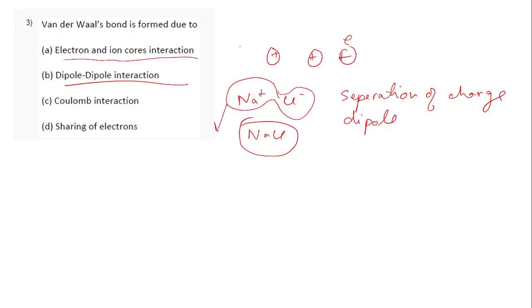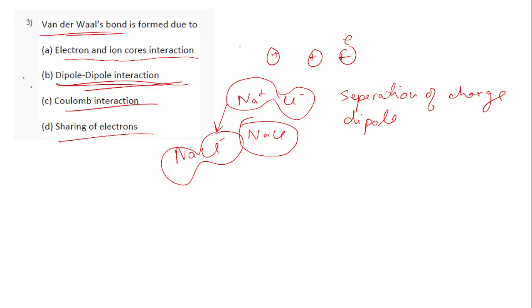And this dipole attracts another dipole. So this dipole-dipole interaction is what leads to van der Waals bond. Coulomb interaction or sharing of electrons is not the answer. Dipole-dipole interaction is the correct answer. So option B is correct.